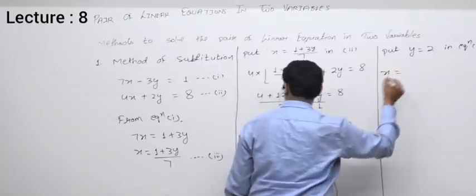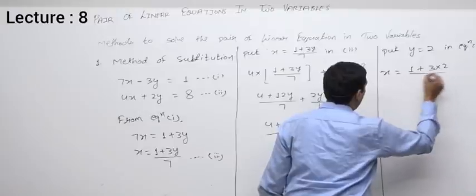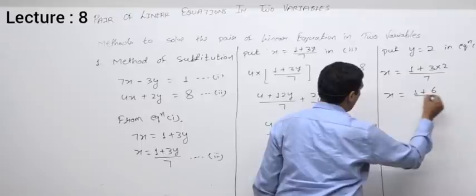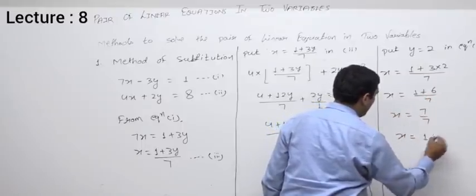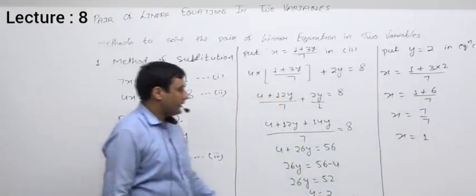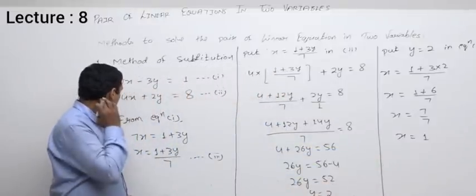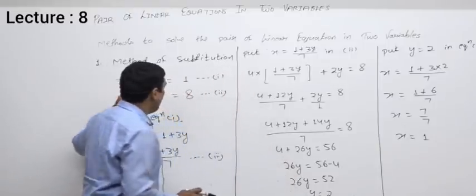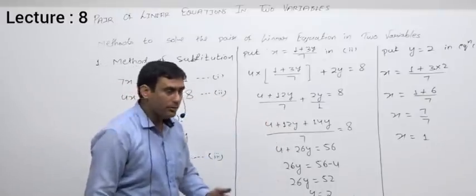So x is equal to 1 plus 3 into 2 upon 7. So x is equal to 1 plus 6 upon 7, that is 7 upon 7, therefore x is equal to 1. So the solution of the given pair of equations is x equal to 1 and y equal to 2. Okay. Now this time we'll also verify by putting the values in the equations whether we are getting the LHS equal to RHS or not.